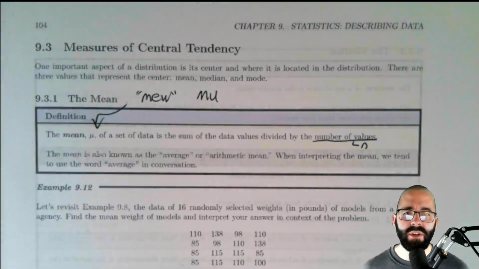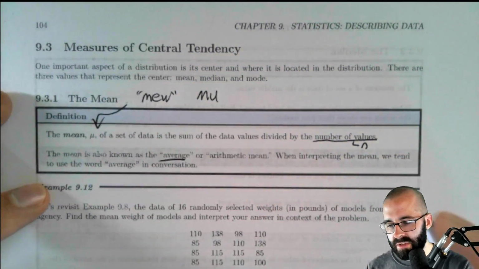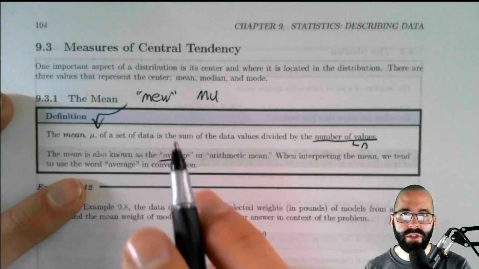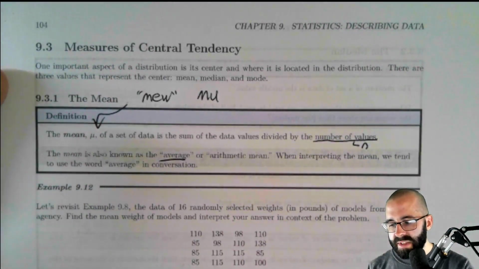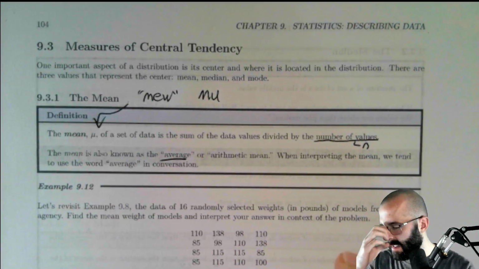It's also known as the average. Sometimes it's called the arithmetic mean. Average is very, very common. And then, usually we'll use the word average as well. And the mean always has the same units as the original problem. And we'll get into what that means later.